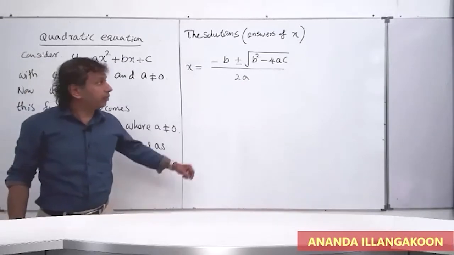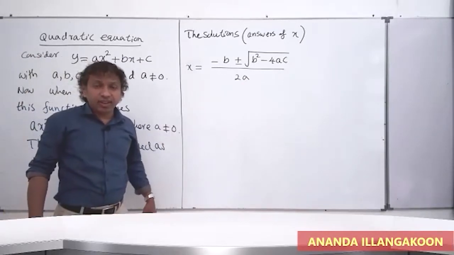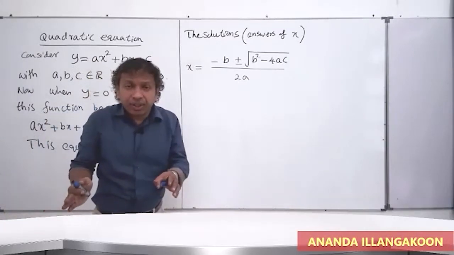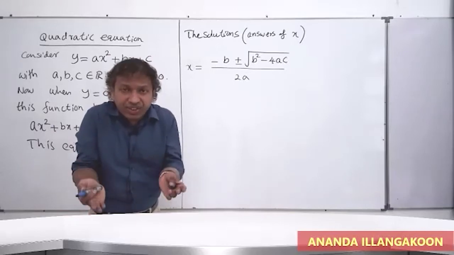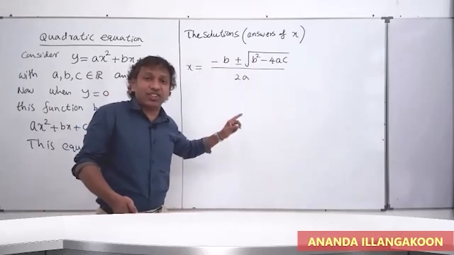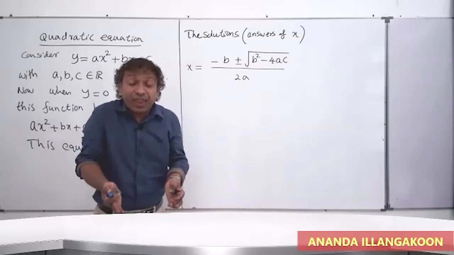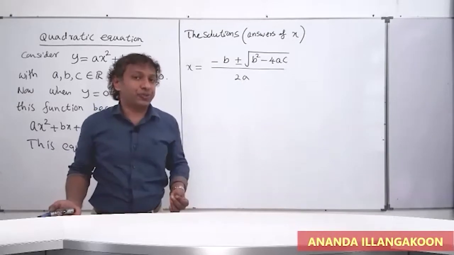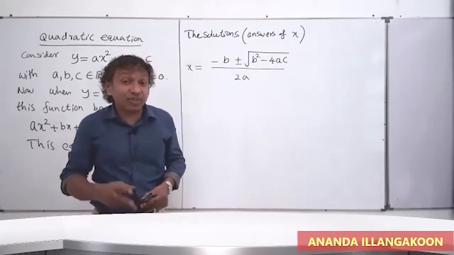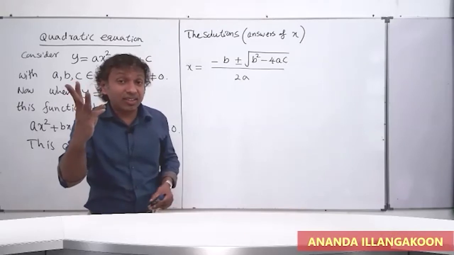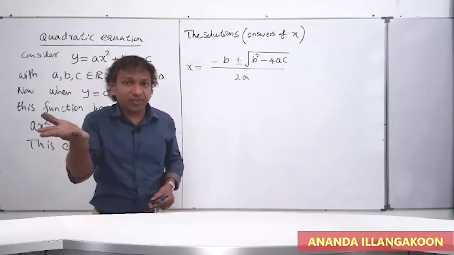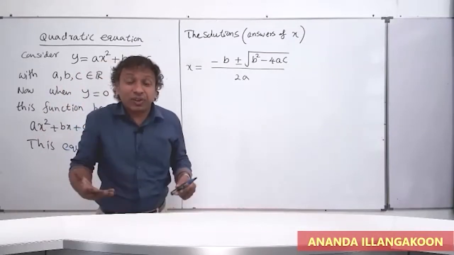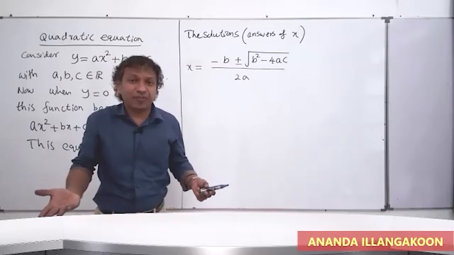People, not only this, as we discussed the nature of the roots for the quadratic function, the roots of the quadratic function are the roots of this quadratic equation. Same thing. Earlier we discussed the nature of the roots. We discussed three types of roots: real distinct, real coincident, imaginary. Those three types are again true for the roots of the same quadratic equation. Why? Same thing.